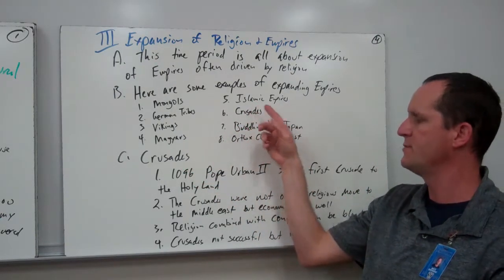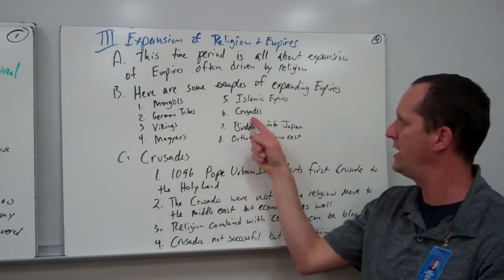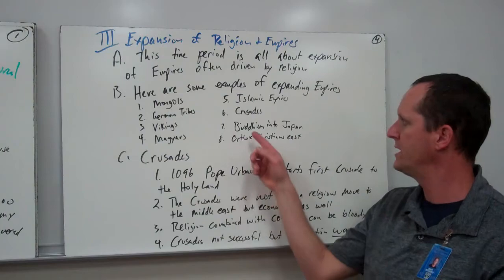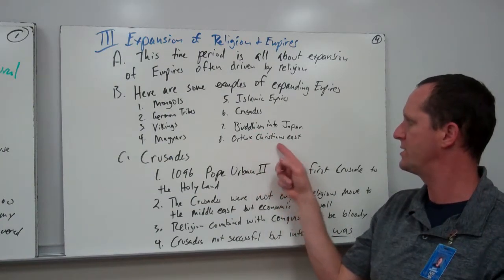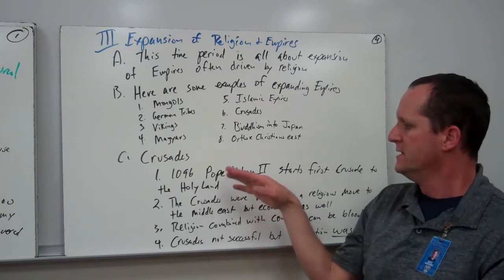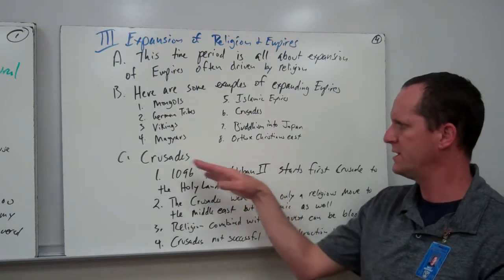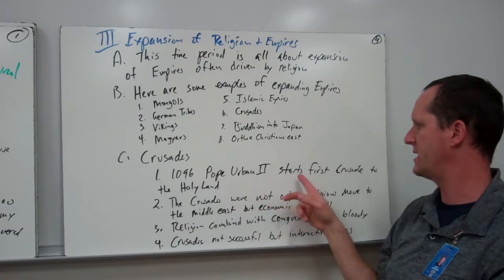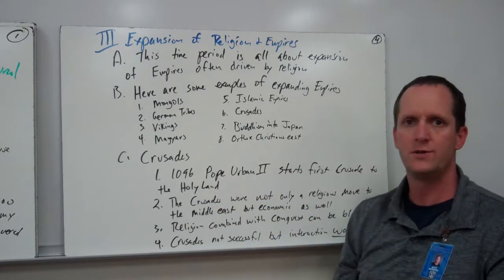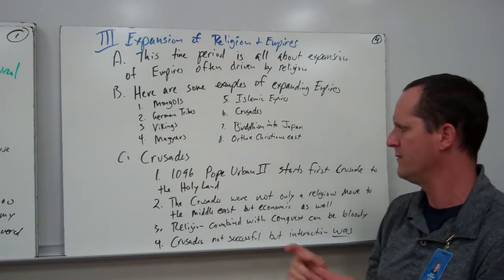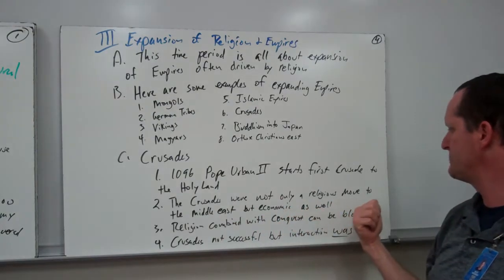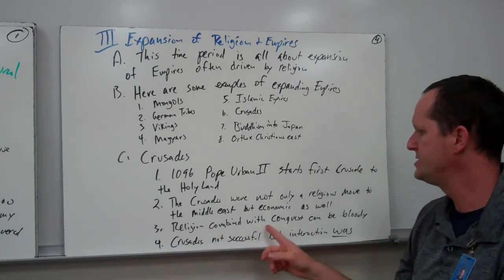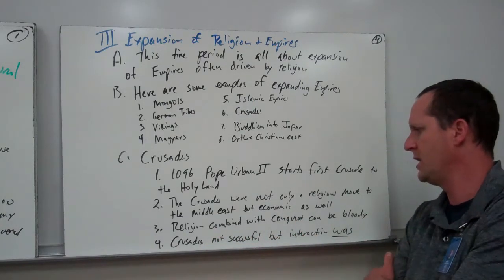Islamic empires moving across North Africa and into Spain. You got the Crusades going from Europe into the Middle East. Buddhism into Japan. Orthodox Christians moving east. And our last notes here, just about the Crusades. The Crusades in 1096, Pope Urban II starts his first crusade to the Holy Land, present-day Israel. The Crusades were not only a religious move to the Middle East, but an economic one as well. Religion combined with conquest can be bloody.